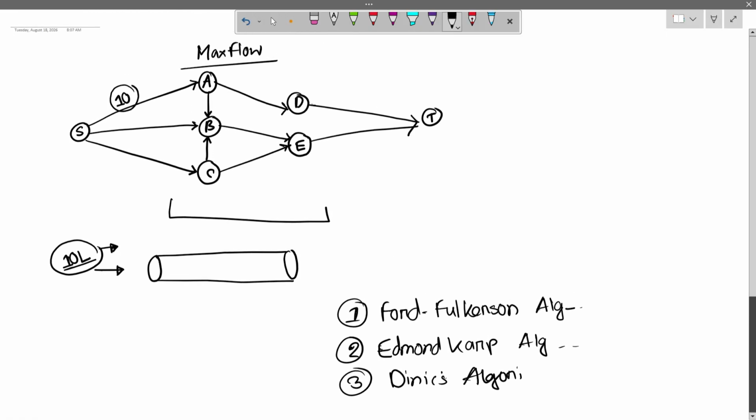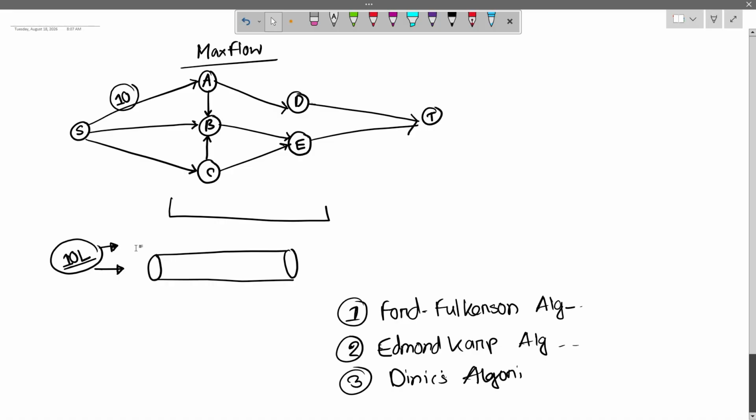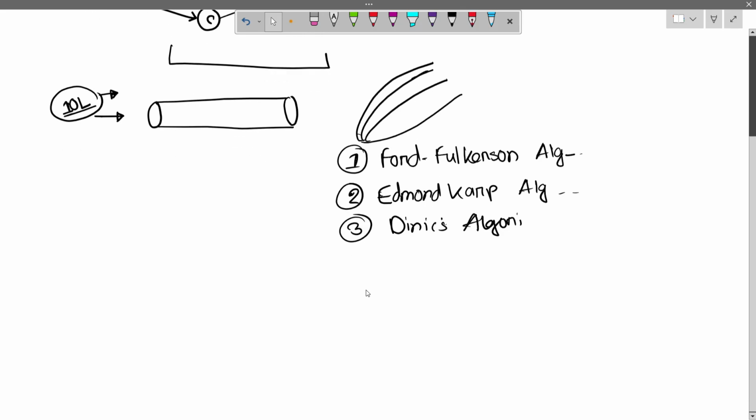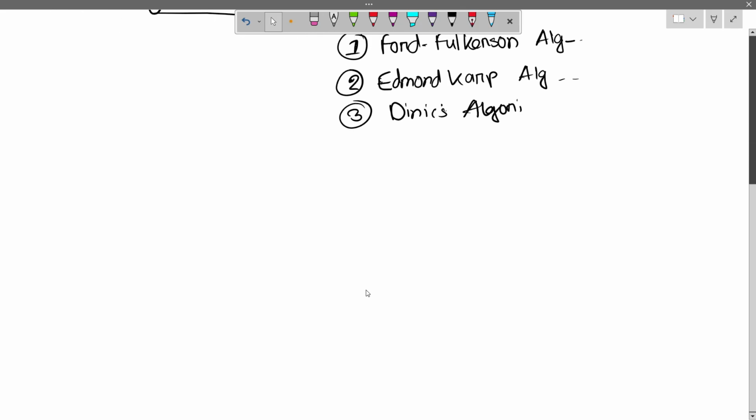So in this example we will understand their working procedure, their time complexity, and their space complexity, that means their computational complexity, their advantages and disadvantages, and when we should use these and what the criteria are for using these techniques. So let us start with the Ford-Fulkerson algorithm.